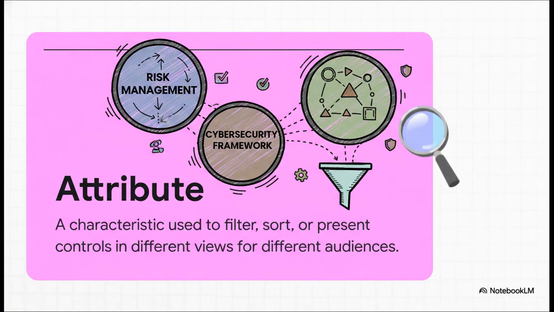So what in the world is an attribute? Well, the standard defines it as a characteristic of a control that's used to generate different views. But let's be real, the best way to think about them is as different lenses or filters. It basically turns the standard from a flat list into something more like a powerful database. You can put on your risk management lens or your cybersecurity framework lens and see the exact same set of controls in a totally new and much more useful way.